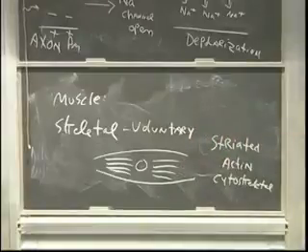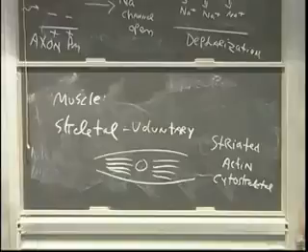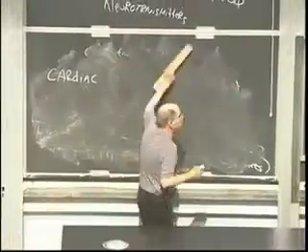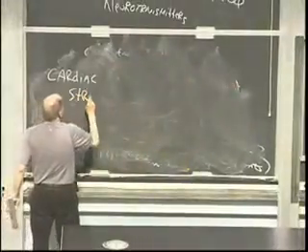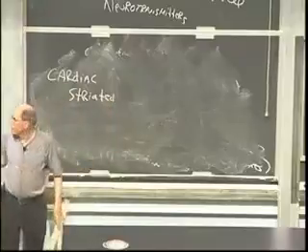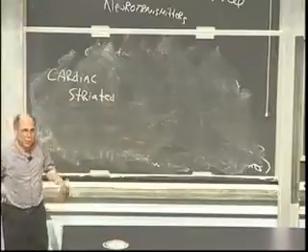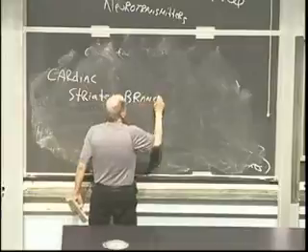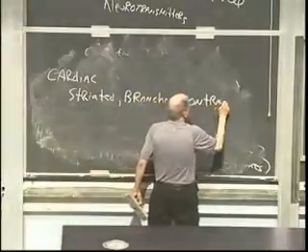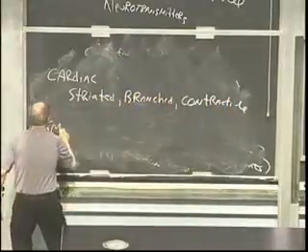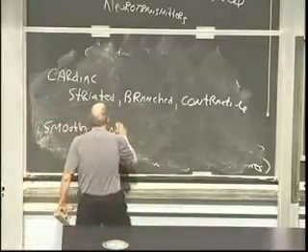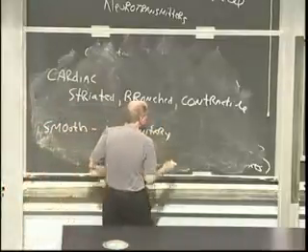Now you also have cardiac muscle, which we'll talk a little bit about later when we talk about heart functionality. Cardiac is also striated, but is obviously not voluntary, right? Because you're not saying to yourself, okay, beat, okay, beat, okay, beat, right? It keeps going on its own. And it is branched and contractile. And finally, you have smooth muscle, which is involuntary and has no striations.